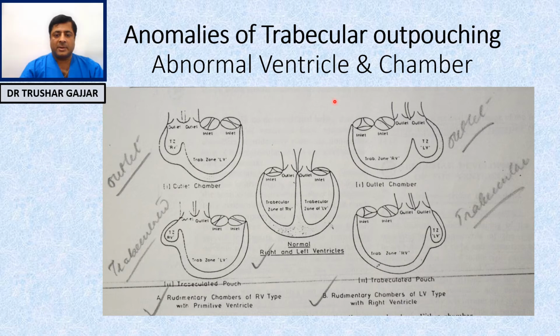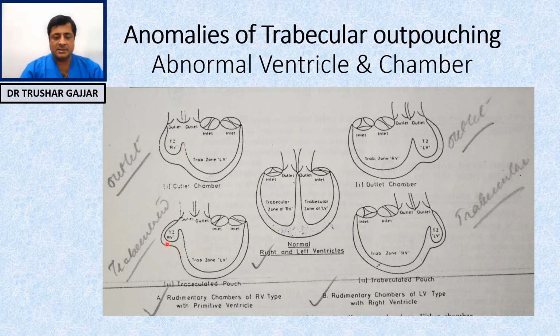There is the anomaly of trabecular outpouching, which we saw. Like in this, it's like a normal heart. The normal heart will have an inlet portion, a trabecular portion, and an outlet portion on either side. But if one of these portions is primitive and there is only an outlet portion, and both inlets are draining into one ventricle, this is called outlet type of trabecular pouching.